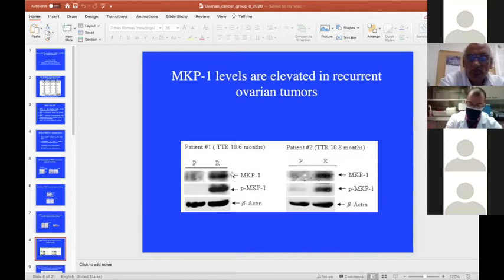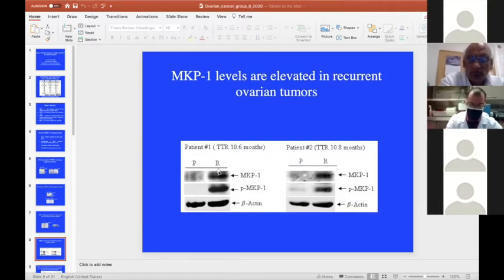We found that in recurrent tumors, MKP1 and phospho-MKP1, which is a more stable MKP1, the level is higher in recurrent compared to parental, and in both patients. Those patients were treated with platinum-based chemotherapy. After 10.6 months, and another close to 11 months, the patients developed a recurrent tumor.